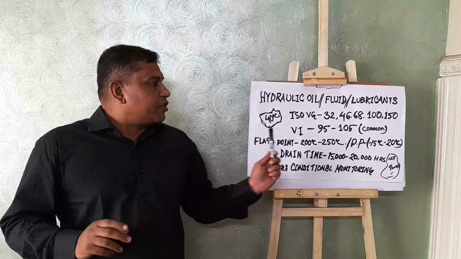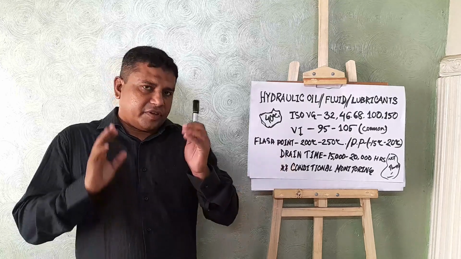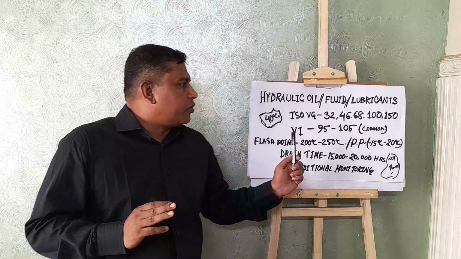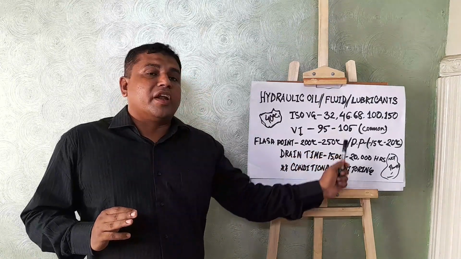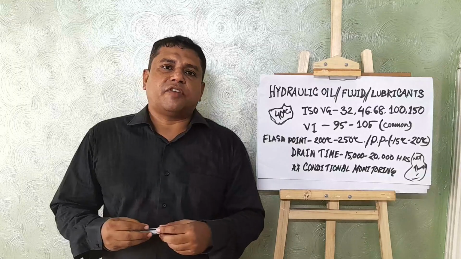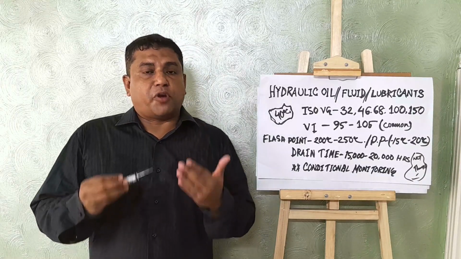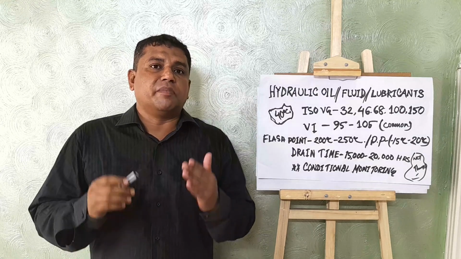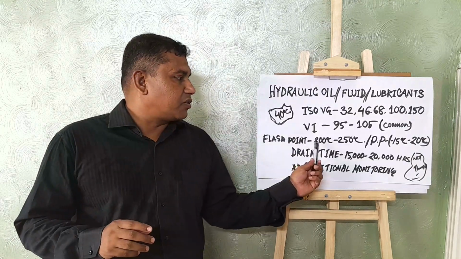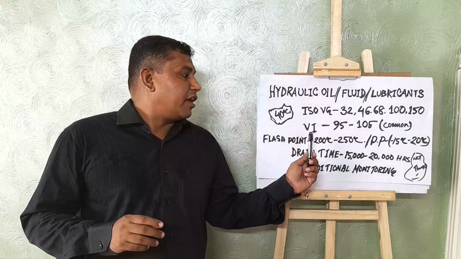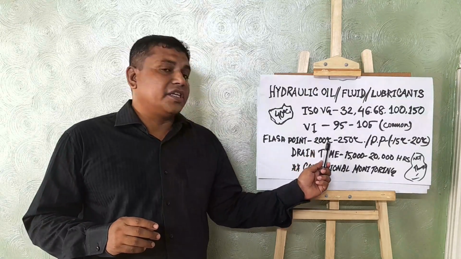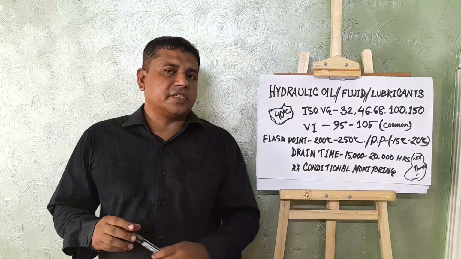Cross check these two technical data sheets in order to find a perfect hydraulic oil. So check the viscosity index of your hydraulic oil, which will be 95 to 100. It is very common. Flash point means the temperature at which your oil will catch fire, which is 200 degrees Celsius to 250 degrees Celsius.